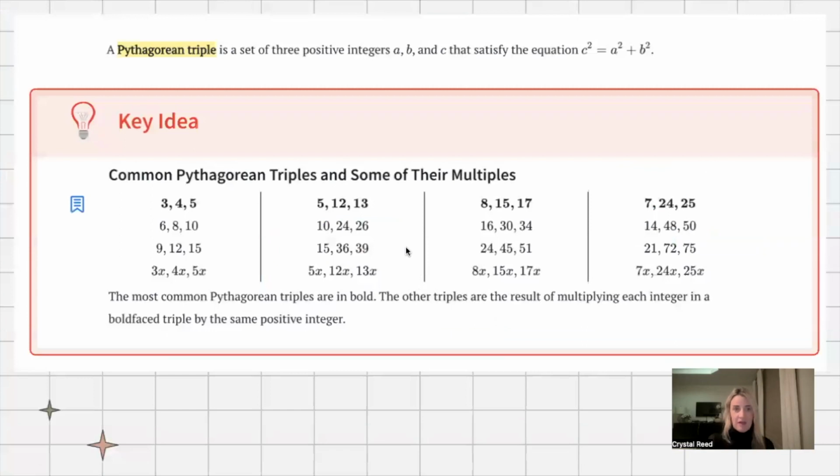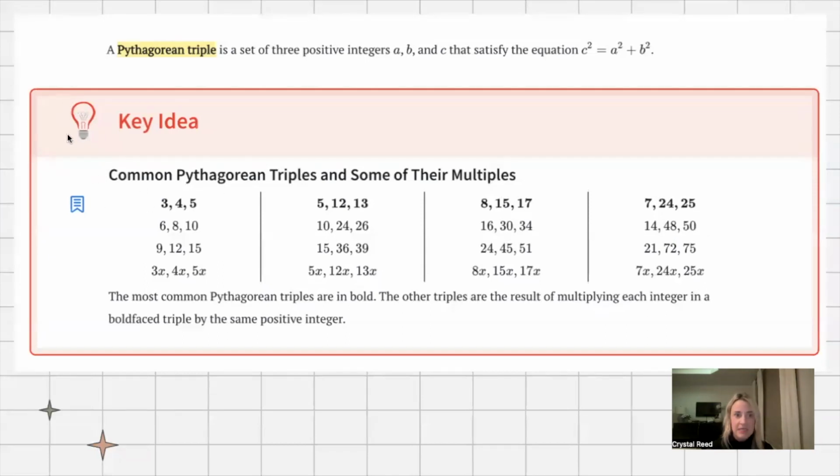Next slide. All right, so we do have a few key tricks to remembering the Pythagorean theorem. A lot of times we don't even have to use A squared plus B squared equals C squared. You can use what's called a Pythagorean triple. That's a set of 3 positive integers, A, B, and C, that will always satisfy that Pythagorean theorem. So one set of Pythagorean triples is the 3, 4, 5 triple.